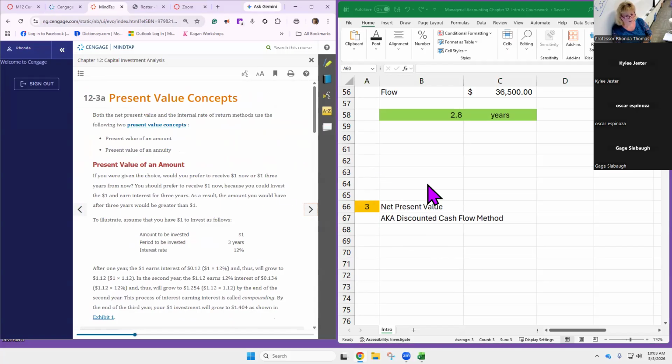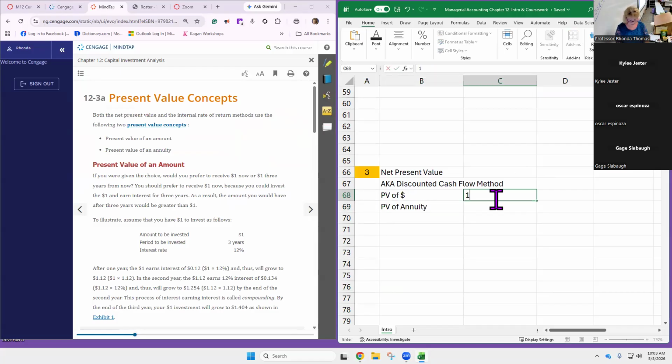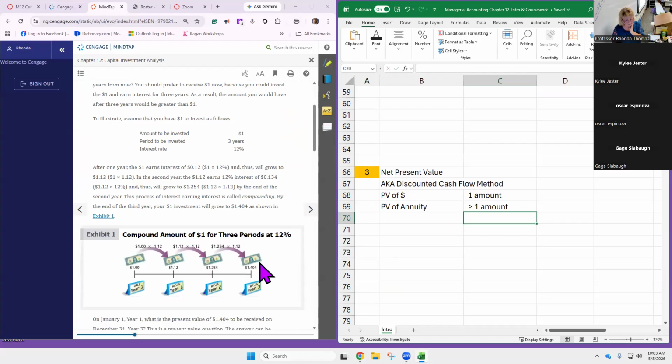Remember, there's the present value of $1. You see this one says present value of an amount. That's one amount. I usually use the dollar sign to mean one amount. And then this one is present value of an annuity. So this is one amount, and this is more than one amount. Okay, here's the idea for present value.